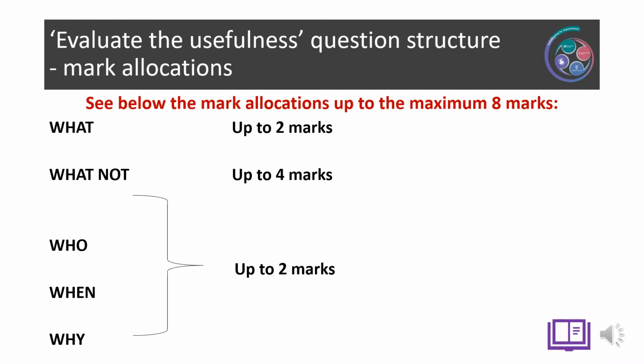You will see here the maximum mark allocations for the various components of an evaluate the usefulness question. Up to 2 marks can be gained for identifying what the source tells us about the given issue. Up to 4 marks can be gained for identifying what the source fails to tell us. At this point, you will be employing your own knowledge recall. And your final 2 marks can be gained for looking at the who, when, and why of the source.